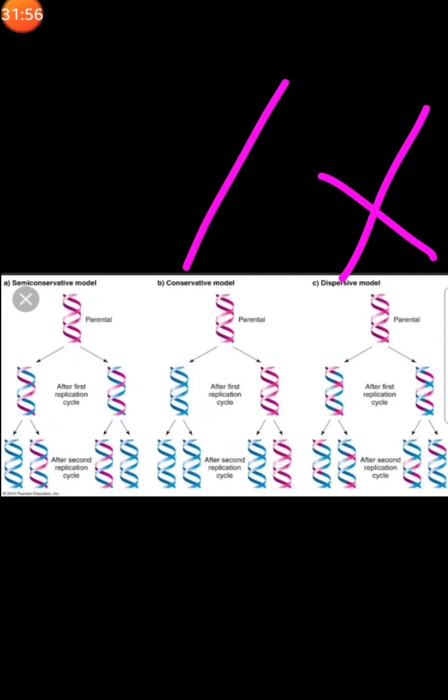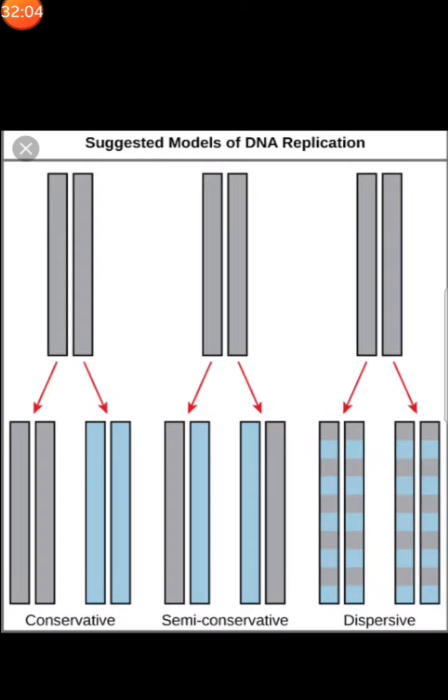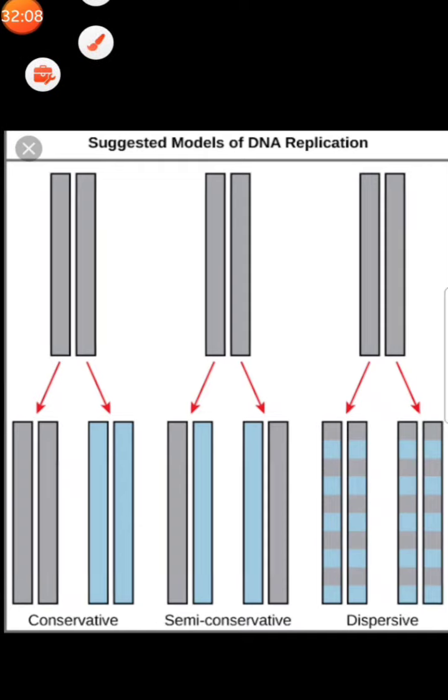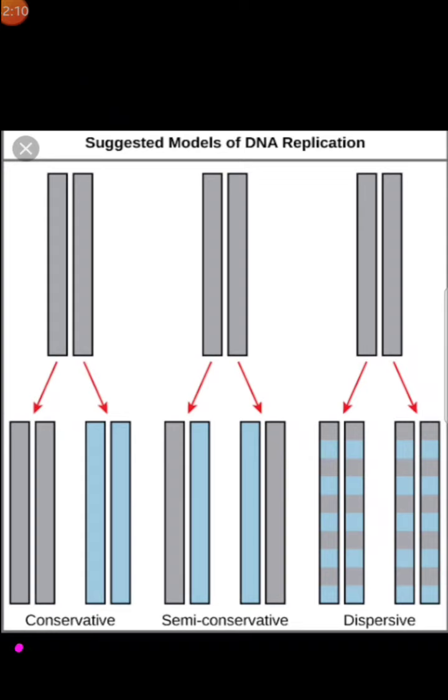In the experiment, what you are observing is that in the first generation we observed the intermediate band, but in the second generation we observed the intermediate and also the lighter band. So this proves that DNA replication is not the dispersive model, not the conservative model, but the semi-conservative model of replication. In this diagram also you can see the semi-conservative model of replication.